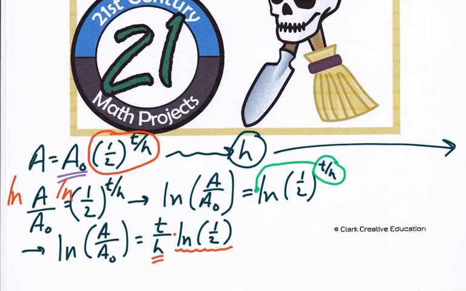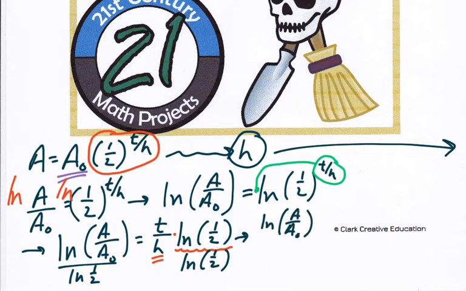Let's see what happens. I'm going to divide both sides by the ln of 1/2. And on the left side I get ln of A over A sub 0, over the ln of 1/2. Boy, this is looking messy, right? Oh my gosh. But we can do it. Equals, on the right side, now that the ln is gone, I just have t divided by h.